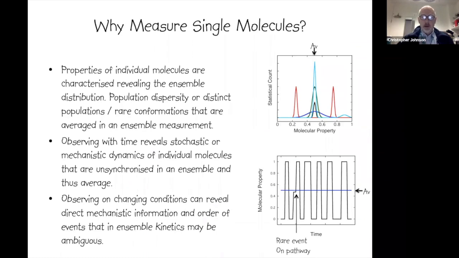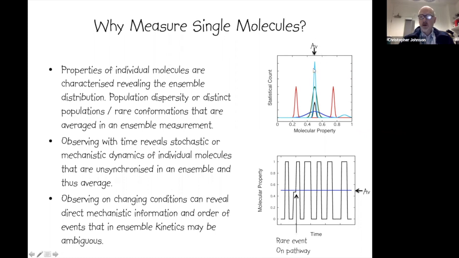And of course, the answer is that whenever we make an ensemble measurement, such as the techniques on the previous slide, what we're going to observe is an average property of all the molecules that we're observing. Whereas if you actually measure single molecules, then you can, of course, see properties of each individual molecule. And these will then reveal what is going on in the ensemble distribution of molecules. And in fact, if you look here, you can see that an ensemble measurement would give this particular molecular property here, which would be the average.